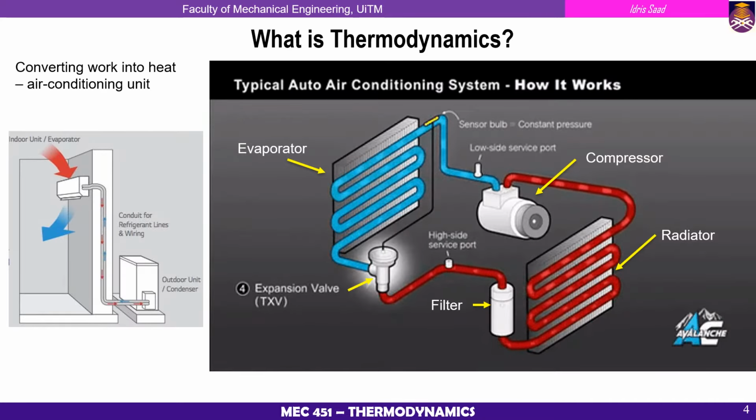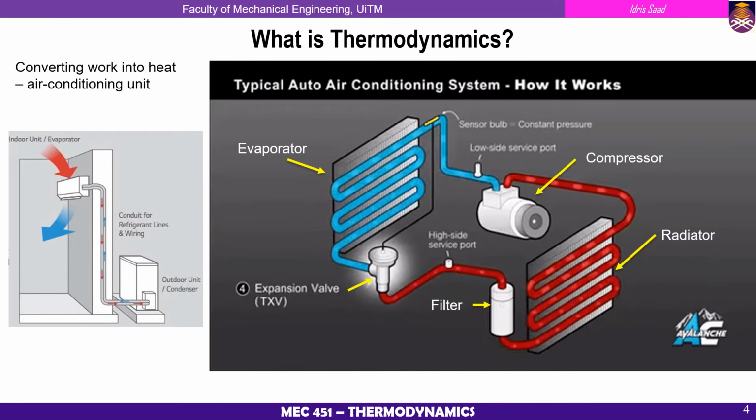In this slide, the animation of a typical auto air conditioning system is illustrated on how we convert work into heat. For explanation purposes, please imagine your split unit air conditioning system that has an indoor and outdoor unit. As we all know how to use the air conditioning unit, first we need to turn on the electrical switch. Basically, when we turn on the electrical switch, we are actually giving electrical energy to the system.